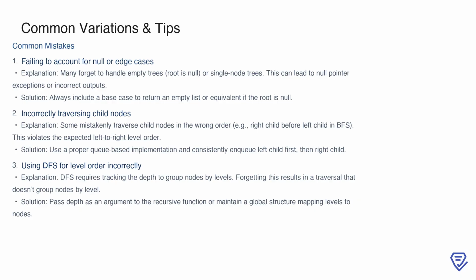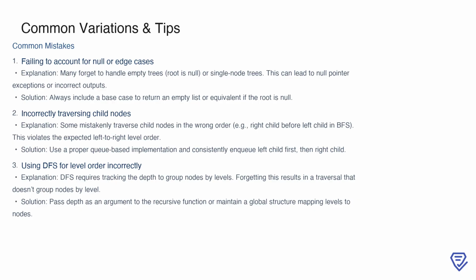Always include a base case to return an empty list or equivalent value when the root is null. Next, traversing child nodes in the wrong order is a frequent pitfall. Since level order traversal expects nodes to be processed from left to right, using a queue and consistently enqueuing the left child first, followed by the right child, ensures correctness.